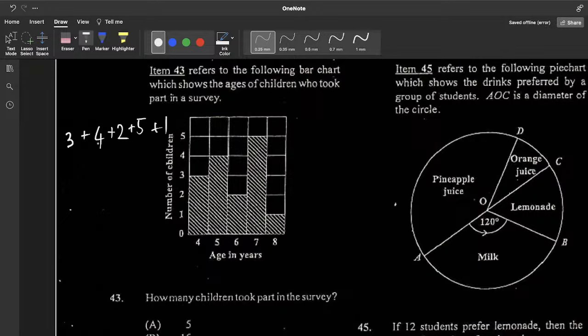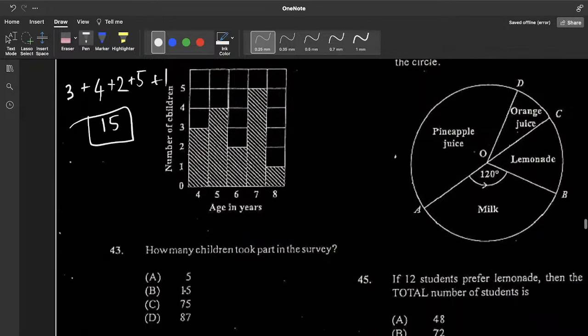So 3 plus 4, 7. 7 plus 2, 9. 9 plus 5, 14. 14 plus 1, 15. So our answer for this one would be 15 people.